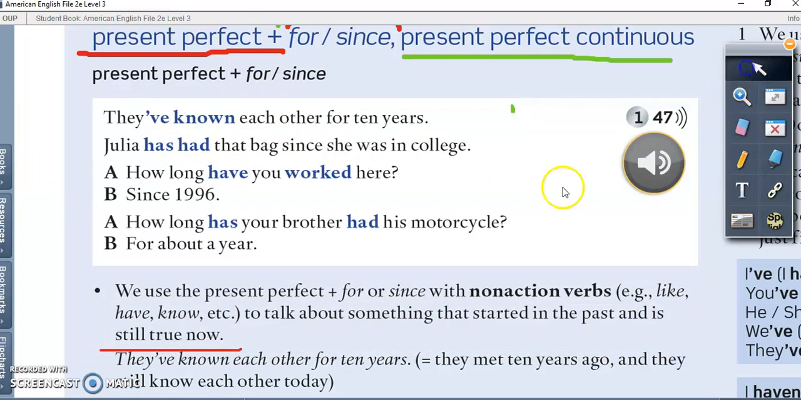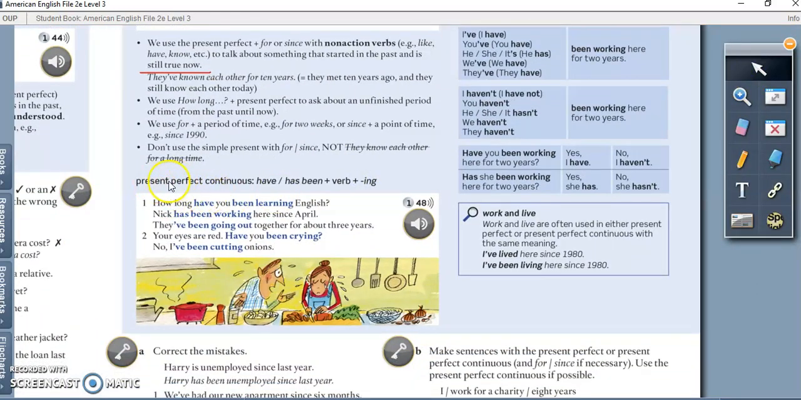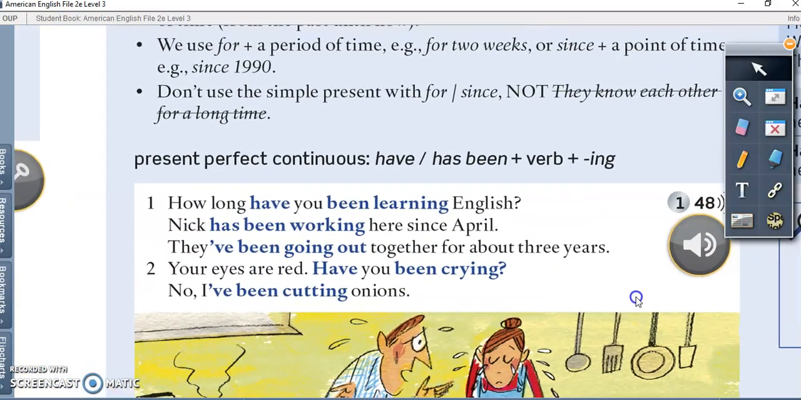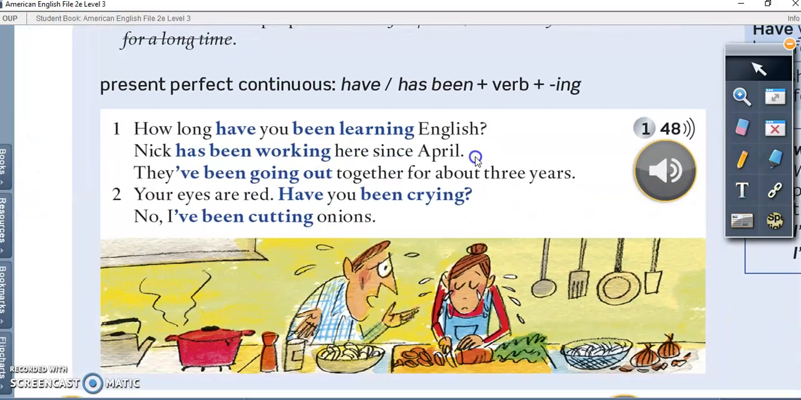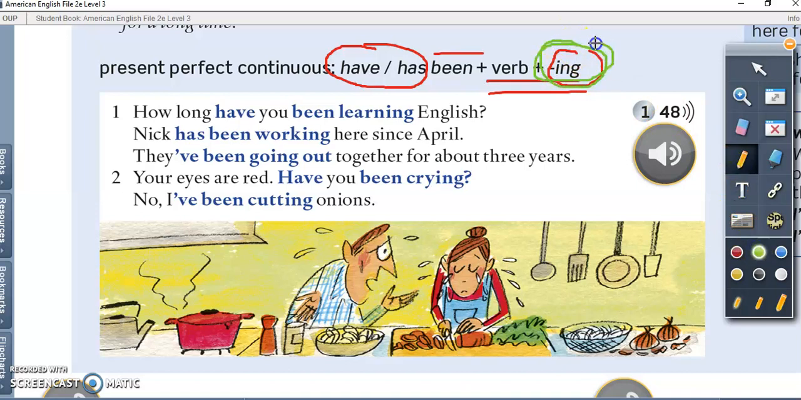Please remember to take notes of everything. And now, the present perfect continuous. Here we have some examples of the present perfect continuous. What is the structure? We're going to use have or has been plus the verb in ing because it is continuous. Every structure that has continuous or progressive in it means the ing.